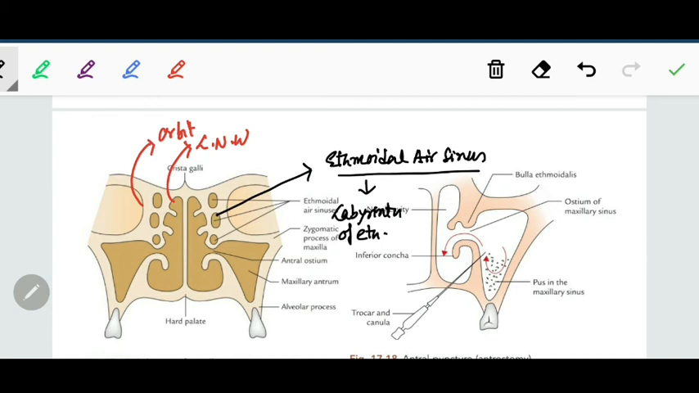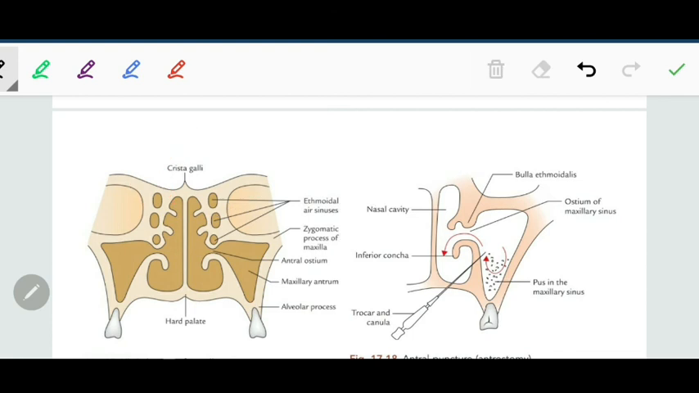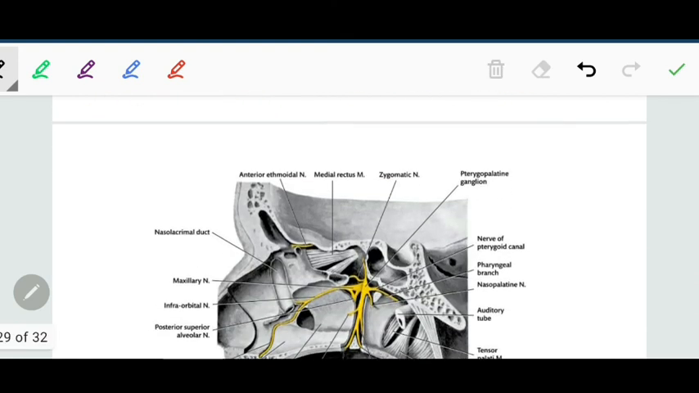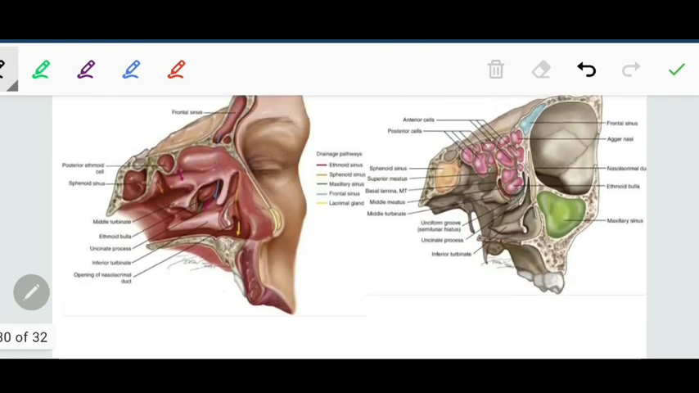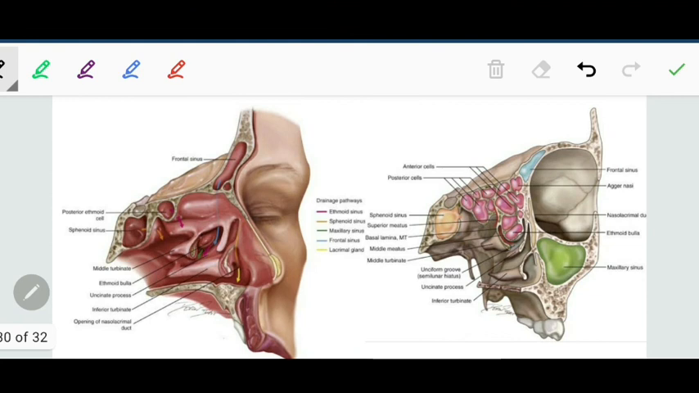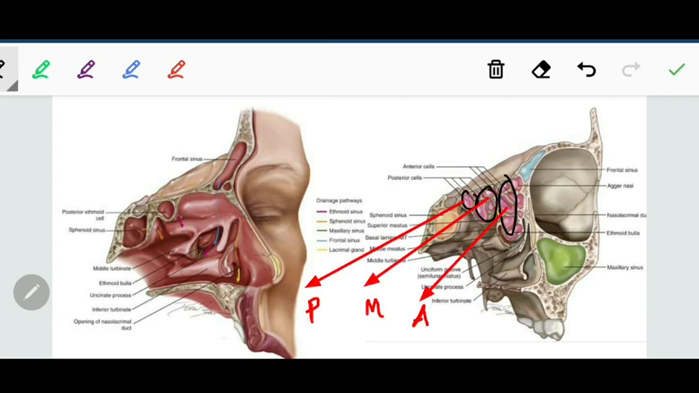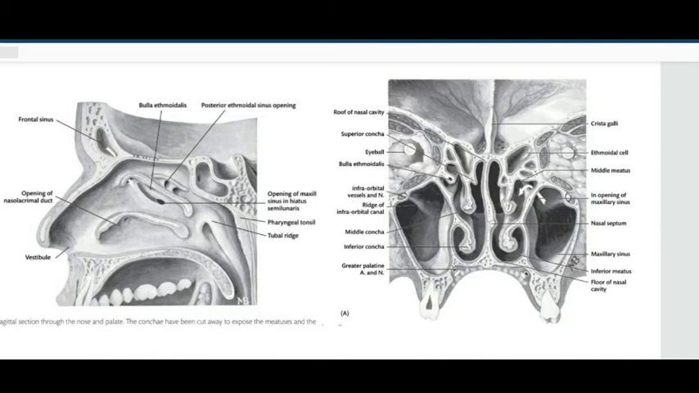They are divided into three groups. As I have already told, anterior, middle and posterior groups. Let me show you. Anterior group, middle group and the posterior group. There are three groups. The first two groups, anterior and middle, they drain into the middle meatus.